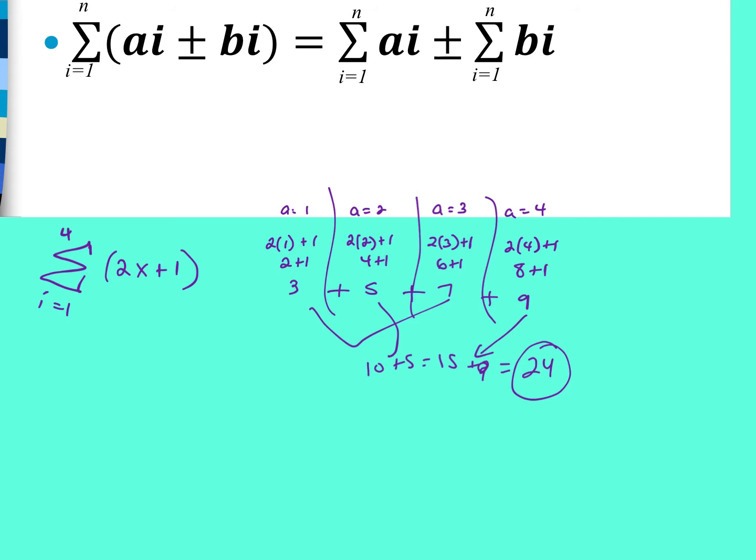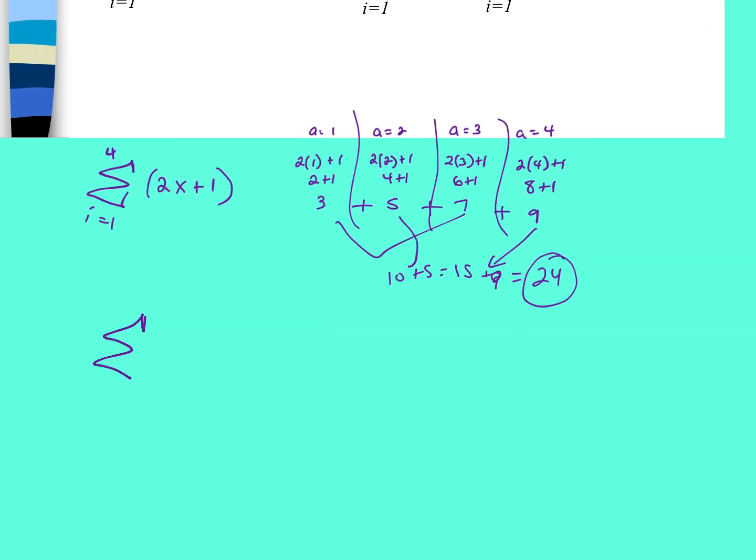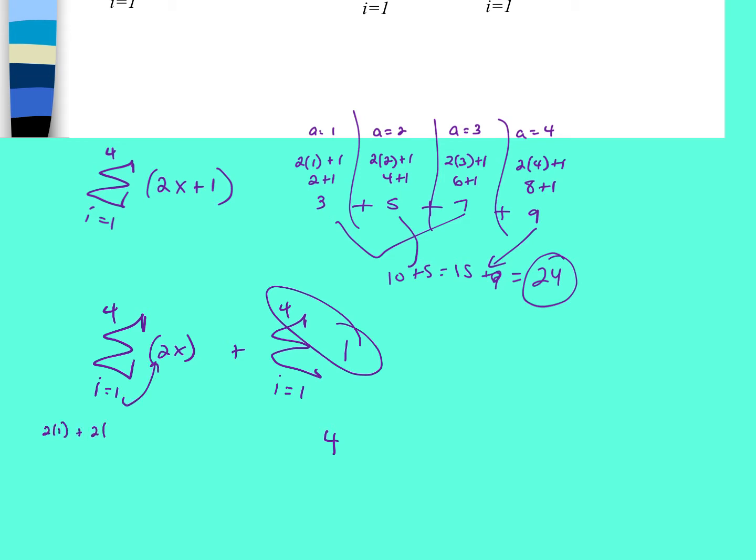So if I had 4 at the top, i equals 1, of 2x, and then I add to that 4 at the top, i equals 1 at the bottom, and the positive 1. So this becomes 4 because I get the 1 times the 4. For this one I would plug in: I'd get 2 times 1 plus 2 times 2 plus 2 times 3 plus 2 times 4. That's 10 plus 10 plus 4.